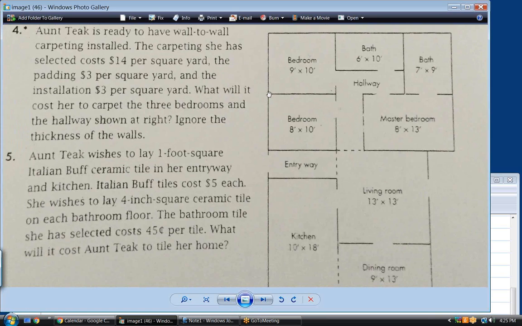In other words, it's 10 feet from here to here. It's 10 feet from here to here, and it's 7 feet from there to there. So it's 27 feet from there to there. Well, if we go down here, it's 10 feet from there to there, and it's 13 feet from there to there. So what is that thickness? 4 feet.